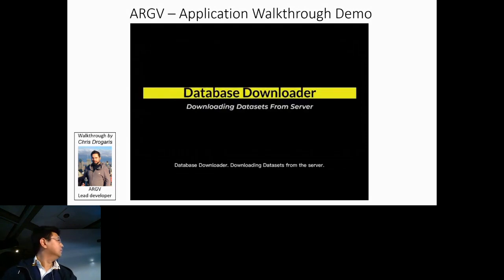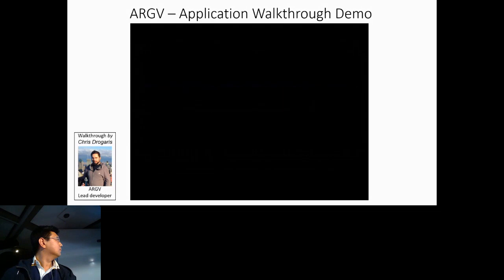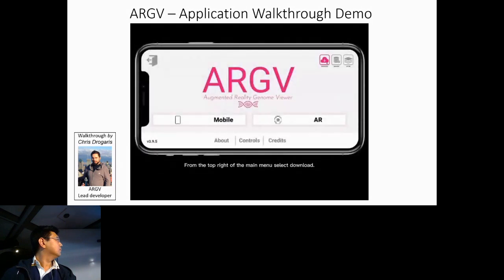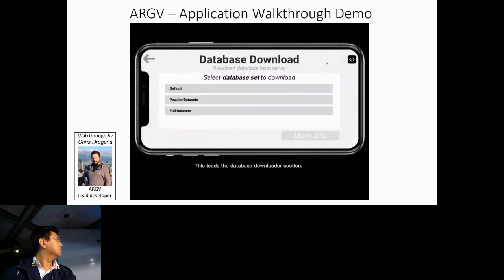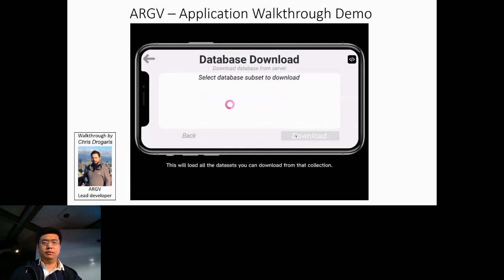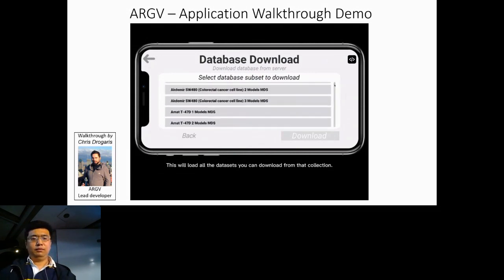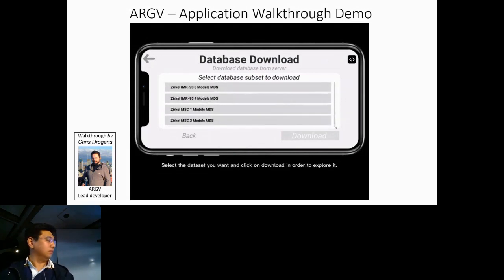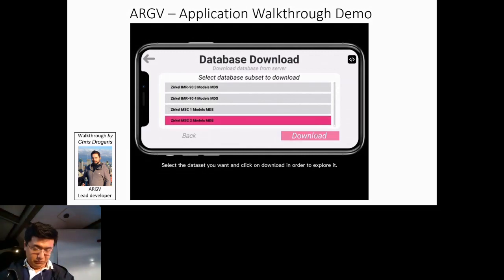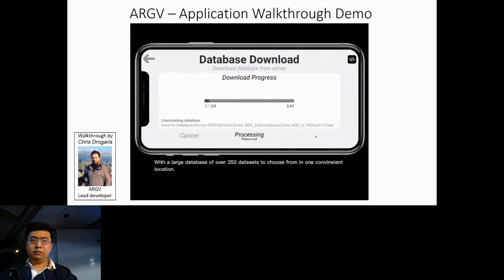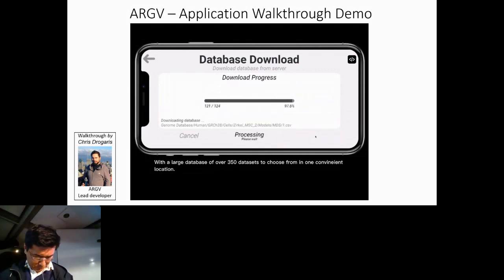Database Downloader, downloading datasets from the server. From the top right of the main menu, select Download. This loads the database downloader section. First, select the collection you want to explore. This will load all the datasets you can download from that collection. Select the dataset you want and click on Download, in order to explore it, with a large database of over 350 datasets to choose from in one convenient location.